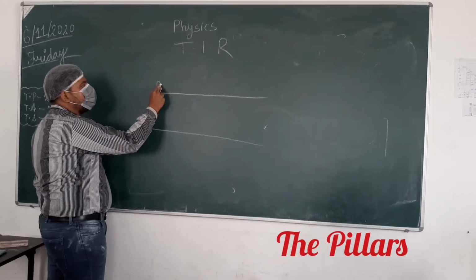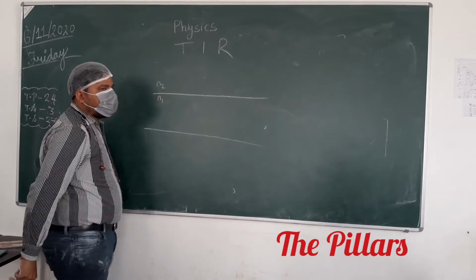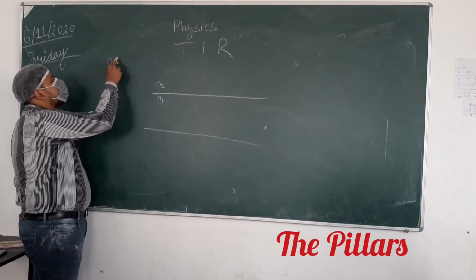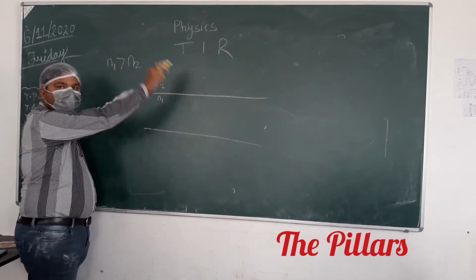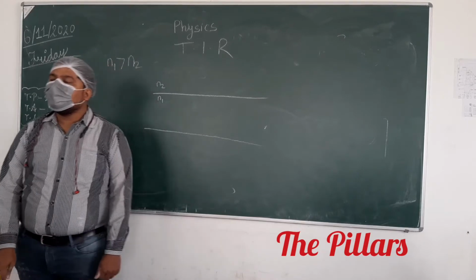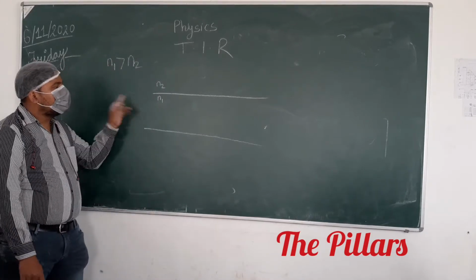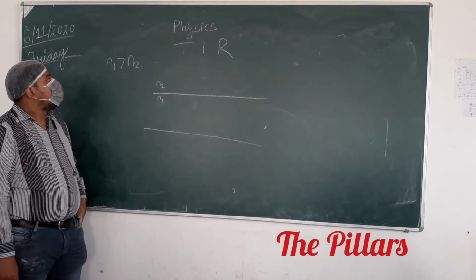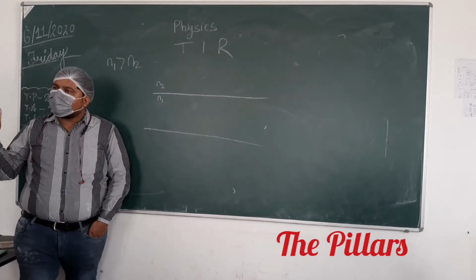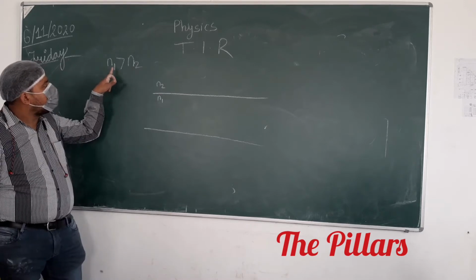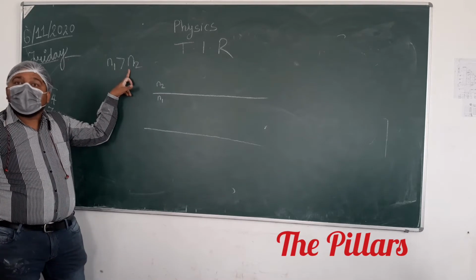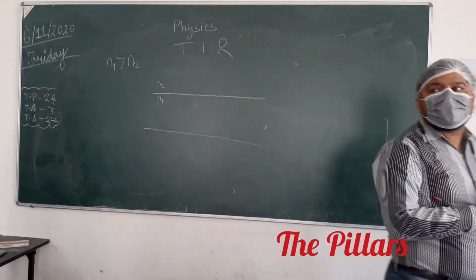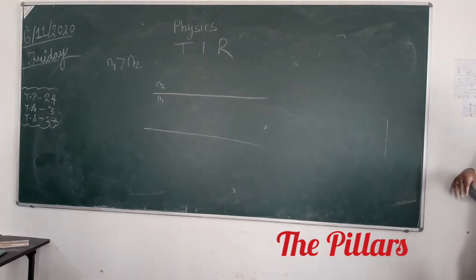This is N2 and this is N1. If I say N1 is greater than N2, which medium is rarer? If I am giving that N1 is greater than N2, N2 will be rarer. Higher the value of refractive index, denser will be the medium. And here N1 is greater than N2. It means N2 will be the rarer medium.